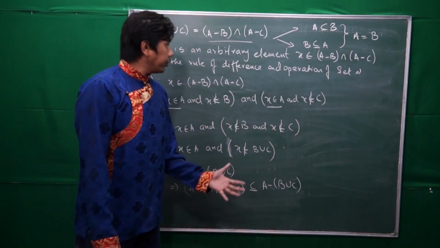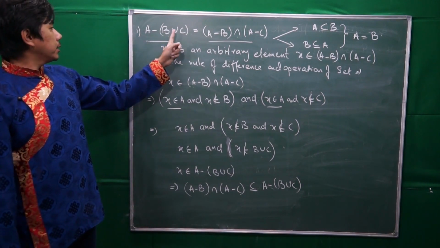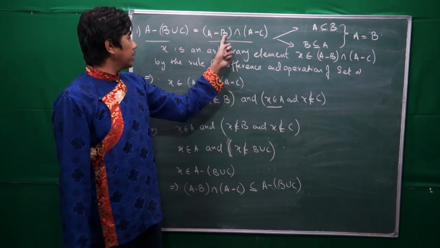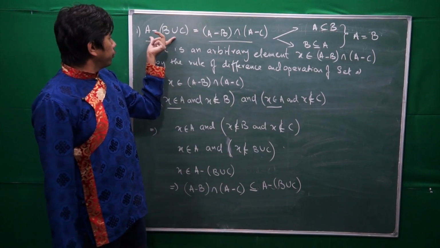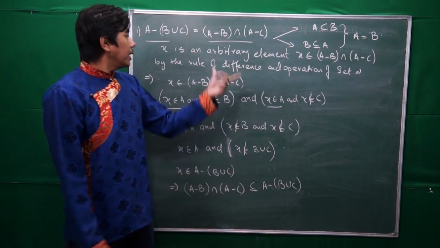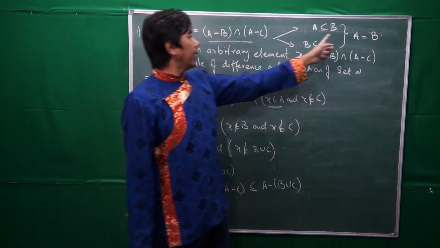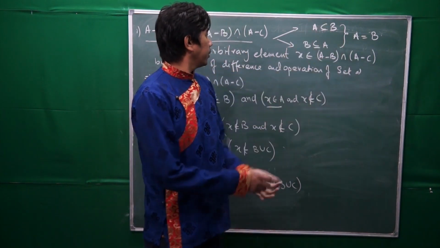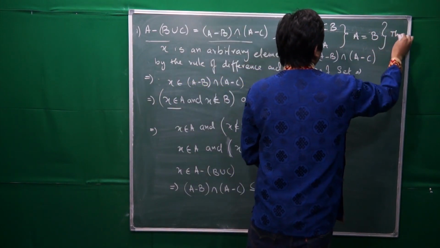Now, in this question, instead of set A, we have this whole set, A minus (B union C). And instead of set B, I have this whole set, which is (A minus B) intersection (A minus C). Now, if I am able to prove this is a subset of this, and later on again, this is a subset of this, that would imply that these two are equal. So this theorem is being used in this question.